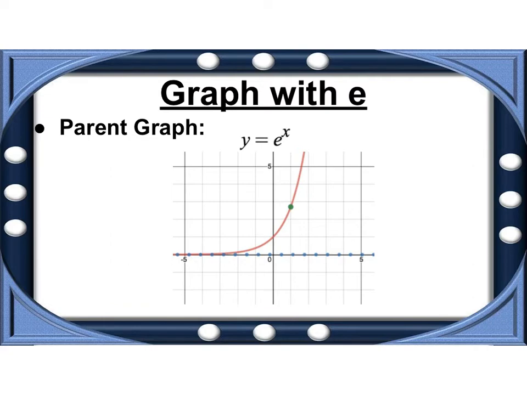And this is what the parent graph is going to look like. E is just another number. It is bigger than 1. It's an exponential, so we have the same y equals 0 asymptote. We have our y-intercept at 0, 1. And then this point here is 1. So if I plug in what x is, 1, then I'm getting y equals about 2.71. And that's that point there. So that's (1, e).